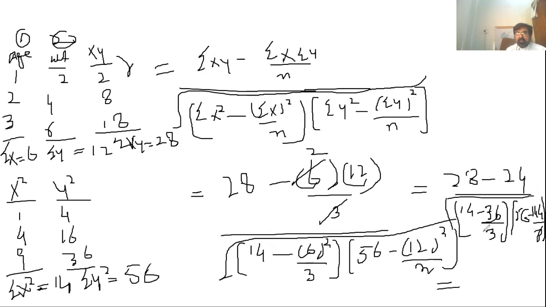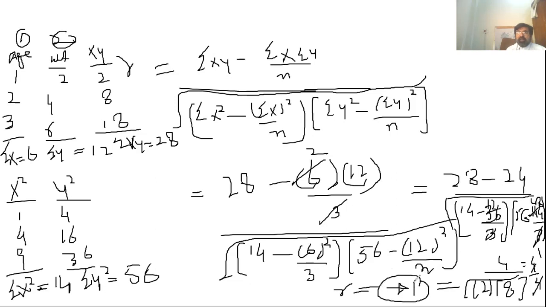Now let's take it further. 28 minus 24 is 4, and 14 minus 12 is equal to 2, into 3 ones are 3, 3 fours are 12, 3 eights are 24, which is 48. 56 minus 48 is equal to 8. And it becomes 4, and this is under the root. If you take the square root of 2 8s are 16, that becomes 4. When you divide 4 by 4, that becomes 1. So r over here is equal to plus 1, which is a perfect positive relationship.